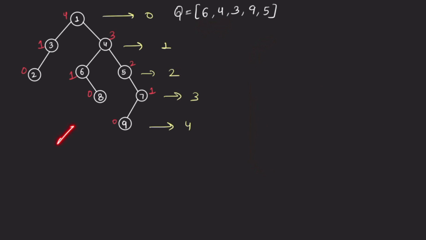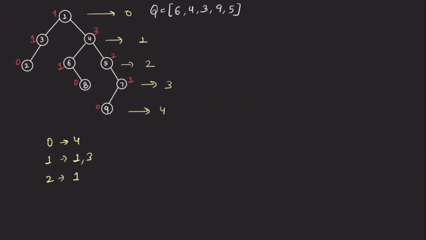So here it is mentioned what the height is and what the depth is. We'll write down, for every level or for every depth, what the maximum and the second maximum height are. For level 0 we only have the root node, so its height is 4. Then for level 1 we have two nodes with heights 1 and 3, so we'll keep 1 and 3. Now for level 2 we have three nodes, 2, 6 and 5, with heights 0, 1, and 2. Out of these, the largest is 2 and the second largest is 1. So for level 2, it will be 1 and 2.